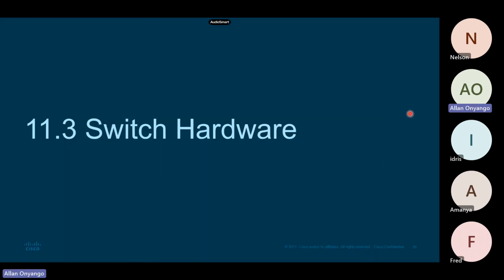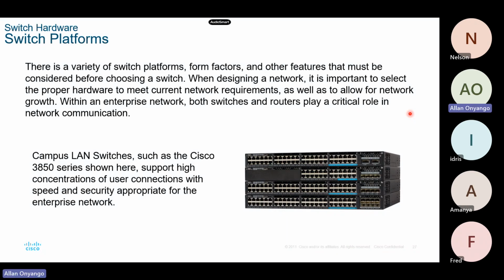Now, I want us to have a conversation around some switch fabrics here, switching hardware. And having talked about the impedance of a switch in the network, there are some form factors that always need to be considered before purchasing a switch, okay? So there exist so many types of switches. Like this one is a campus LAN switch. This is a 3850 series switch. It normally has a higher concentration of ports, and they come with different speeds and security settings.